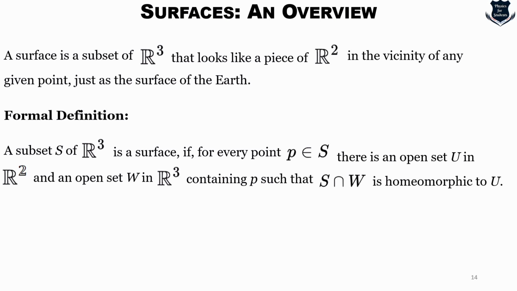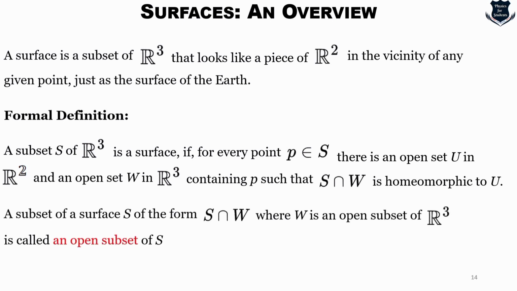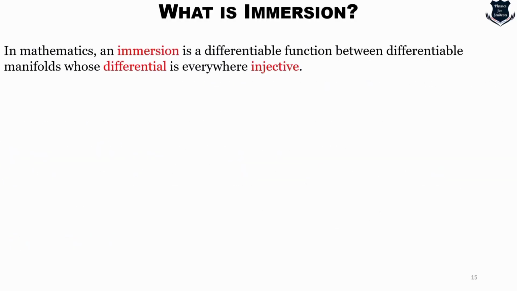if for every point P which is an element of S, there is an open set U in R2, that is 2 dimensions, and an open set W in R3, such that the subset S intersects with the open set W, and it is obviously homeomorphic to U. So a subset of a surface S is in the form S intersect W. The W is an open subset in R3. It's also called an open set of S. This is the kind of strict definition of what is a surface.